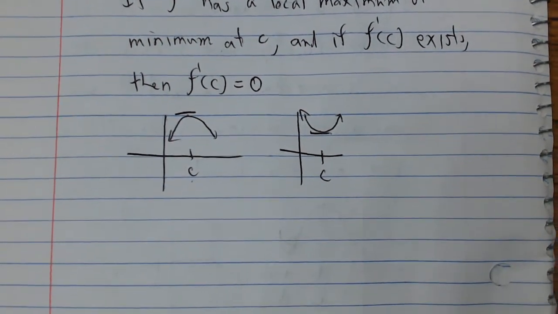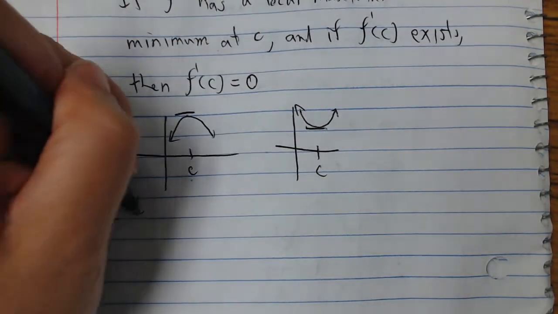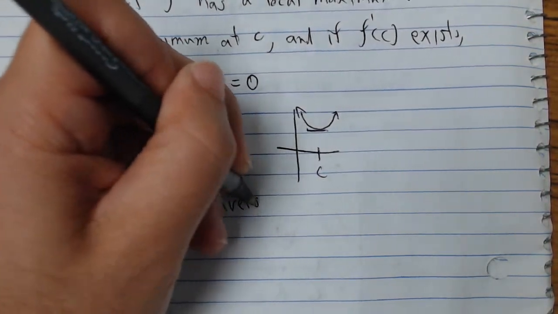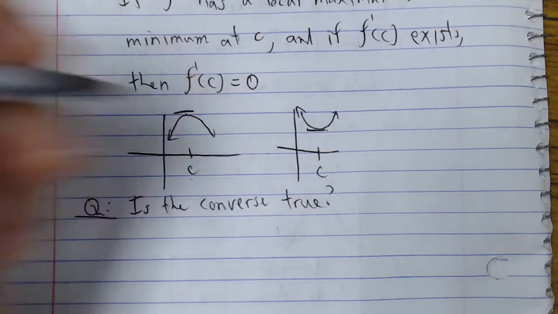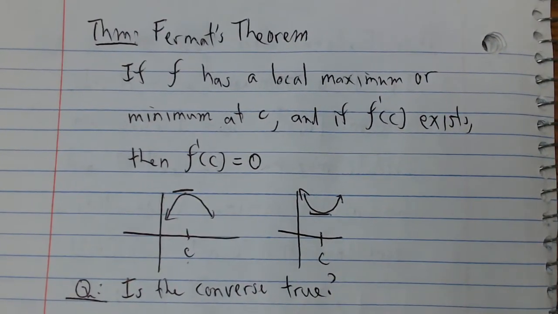Now, here's my question for you. Is the converse true? So take a minute and think about it. What's the converse? Basically, what I'm telling you is if f prime of C equals 0, or if the derivative at C is 0 or it doesn't exist, does that mean f has a local maximum or minimum? Okay, so be careful about this. If you want, pause it, think about it a little bit, and then press play again. But if you've answered no, you're correct.